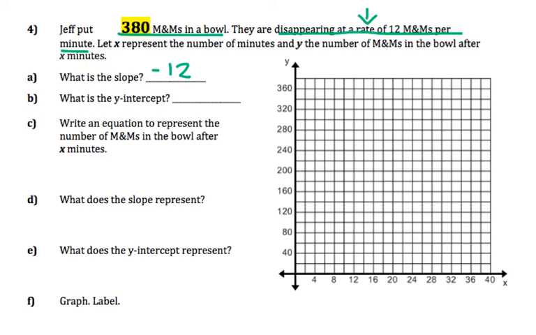Now the y-intercept, or the initial amount, would be 380 M&Ms in that bowl. So now that we have the slope and the y-intercept, we can do part C, which is to write an equation to represent the number of M&Ms in the bowl after x minutes. So we're going to start out with our slope-intercept form. Y is equal to, then we place our slope, negative 12, and x, multiplying it by the number of minutes, and then we're going to add our y-intercept, or y value of it, 380.